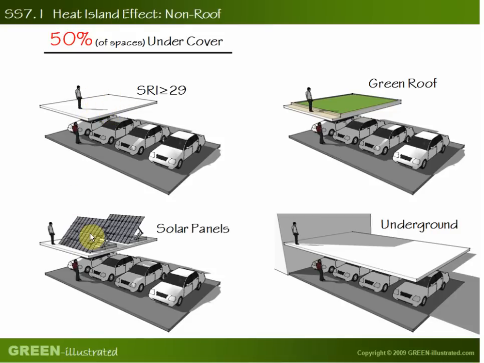Next option is instead of having the surface reflective, you would have solar panels on the structure itself. So we see here that these are similar options to what we were given to treat our ground surface in the first subcredit. Next option is to have a green roof on top of the structure that covers our parking. This achieves the same results as that of using high reflective surface or solar panels.